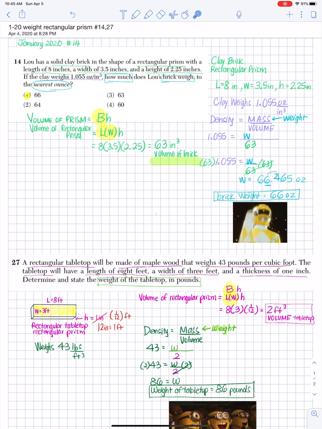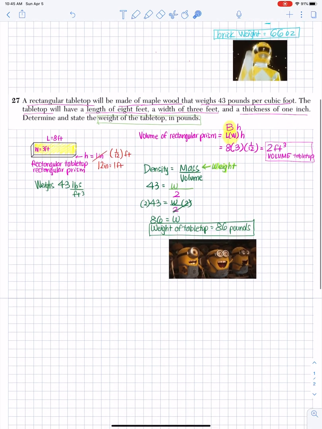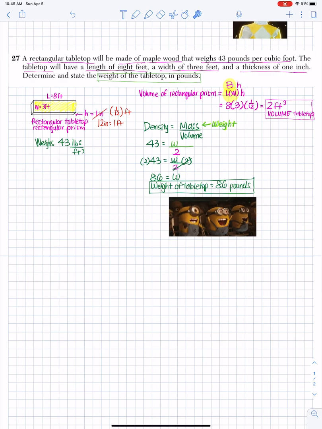Alright, now let's look at the next problem. We're looking at question number 27. Once again, it is dealing with a rectangular prism. It's amazing how on January 2020, there are already 4 Regents questions on prisms and non-prisms.